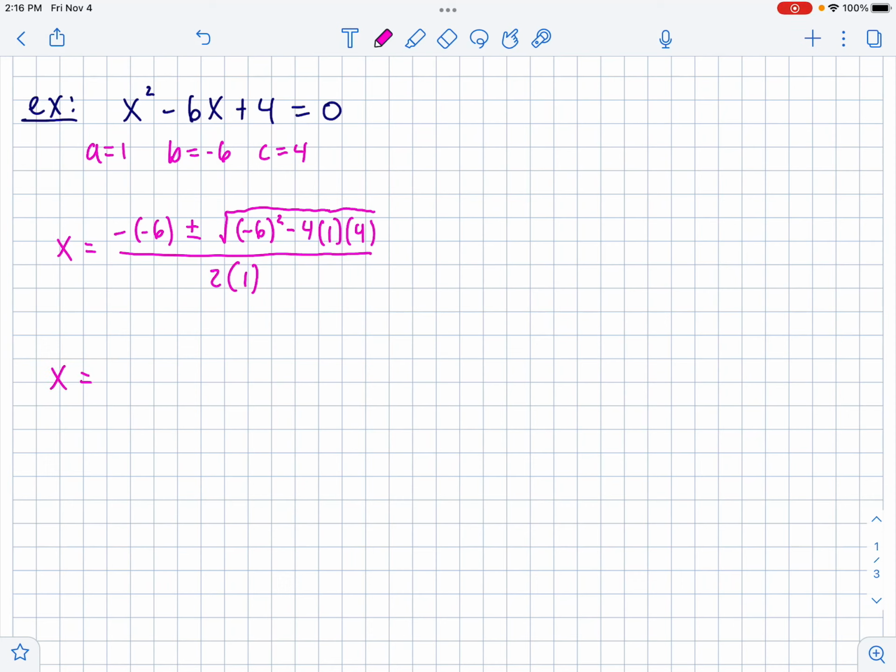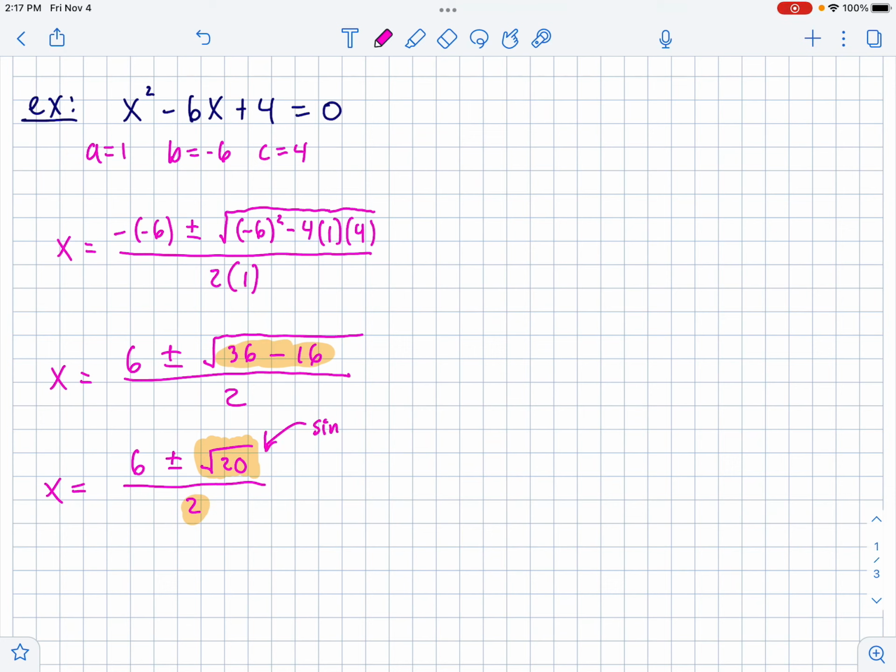Now, all the ingredients are plugged in, but we just got to do a lot of cleanup. So negative 6 is a positive 6. We'll let that plus or minus hang out for now. Now, inside the square root, b squared minus 4ac, we'll get 36 minus 16, and this is all divisible by 2. Next step, we're going to simplify the 36 minus 16. So we get the square root of 20, all over 2. Now, I really want to start dividing things by 2 because of this big divide by 2 in the bottom, but what we need to do first is simplify this radical.